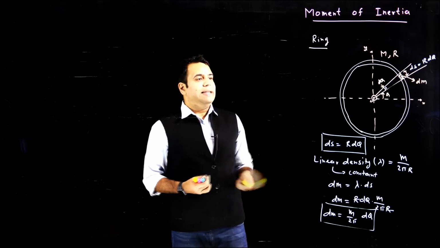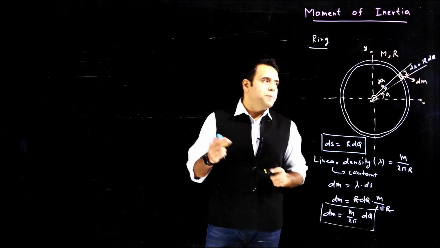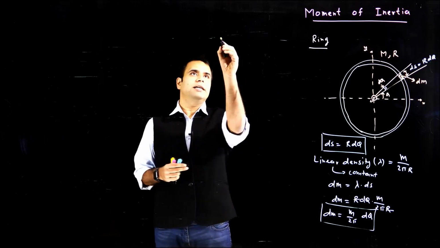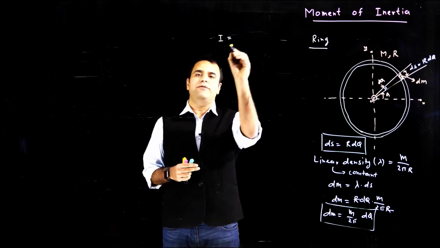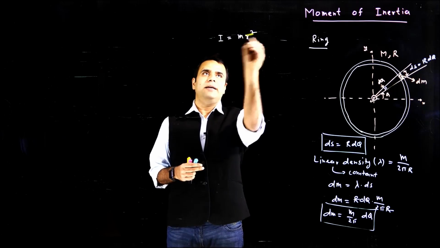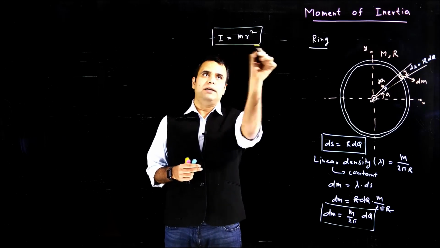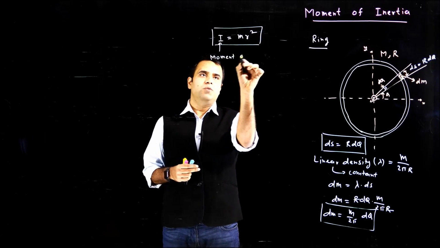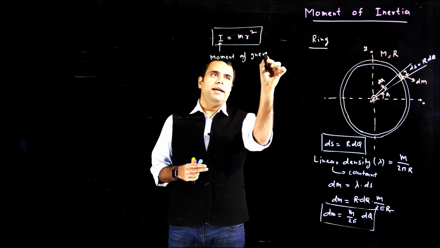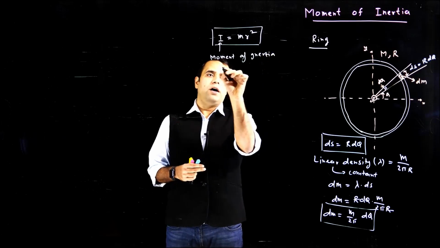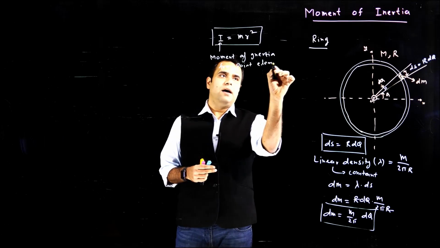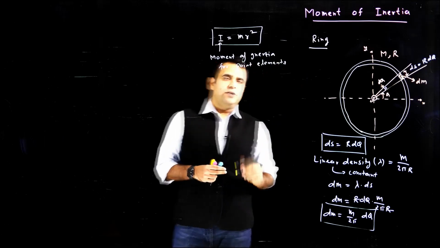Now we have to calculate the moment of inertia for this element. If you see, this element is a point element, and we know the moment of inertia for the point element. Moment of inertia for point elements is defined by m r square. This is the formula for moment of inertia for point elements. So I can use this formula.